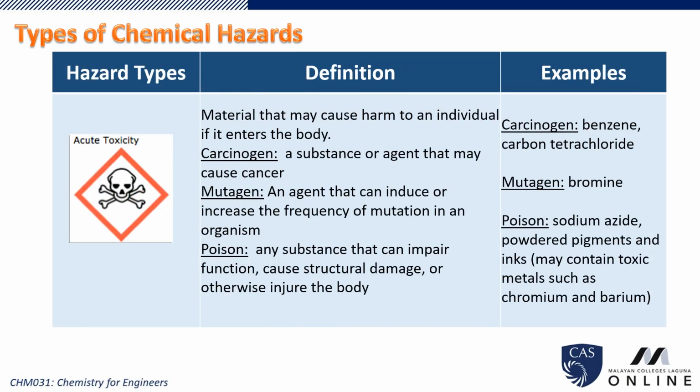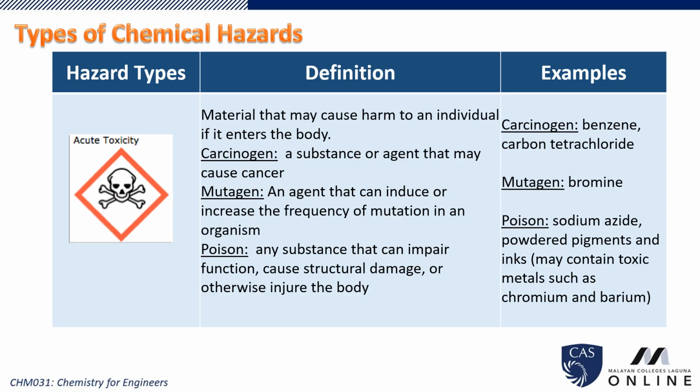We also have acute toxic substances, which are materials that can cause harm to an individual if it enters the body. Under this, we have carcinogens, which are substances or agents that may cause cancer, an example of which is benzene and carbon tetrachloride. We also have mutagen, which are agents that can induce or increase the frequency of mutation in an organism. An example of a mutagen is bromine.